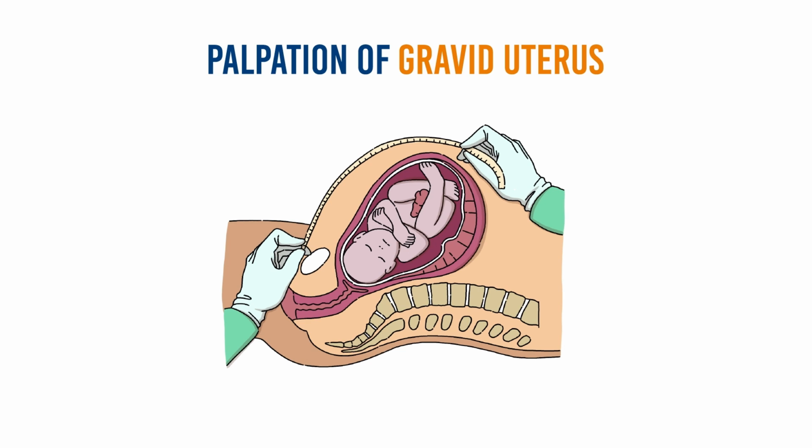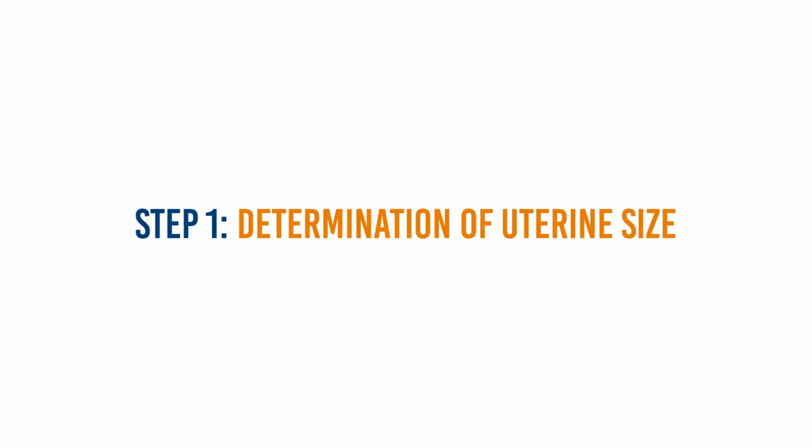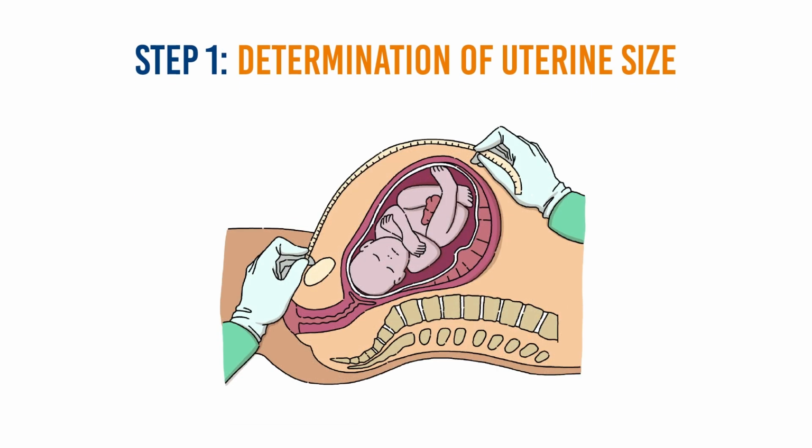The palpation of gravid uterus is done in 4 steps. Step 1. Determination of uterine size. The highest point of uterine fundus is located by moving the left palm from the right costal edge downwards until the radial border of the palm meets the first point of resistance. The upper border of symphysis pubis is then determined. Symphysial fundal height is then measured by using a tape from upper border of symphysis pubis to uterine fundus.